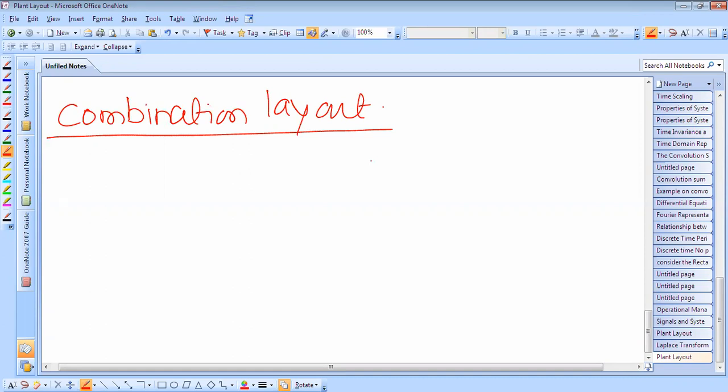A combination layout, the name itself indicates something. Combination means it is a combination of process and product layout. This combines all the advantages of both the types of layouts. Moreover, these days pure product or process layouts are rare. Combination layout is generally there everywhere.